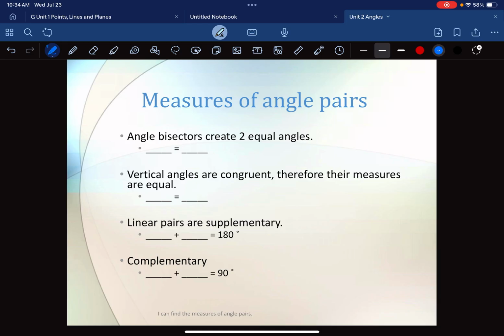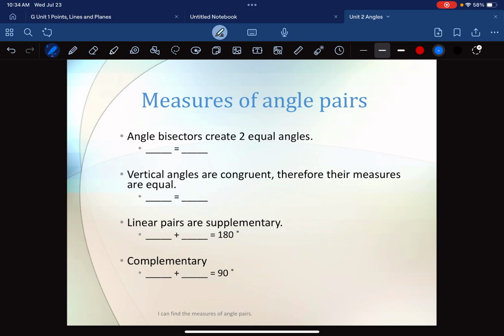Linear pairs, well, they are also supplementary. So if you see linear pair or you see supplementary, remember that they mean the same thing as far as measures go. Their measures add up to 180. So you can write an equation where you add two things together and they have to equal 180. And then complementary, well, that means they add up to 90. So you could write an equation where you add two things together and set it equal to 90.